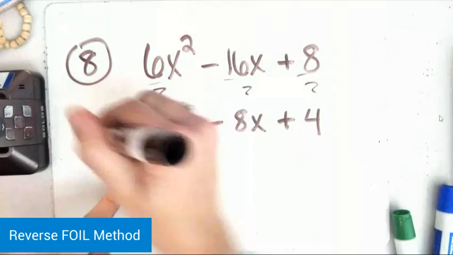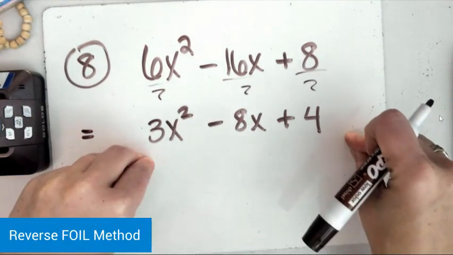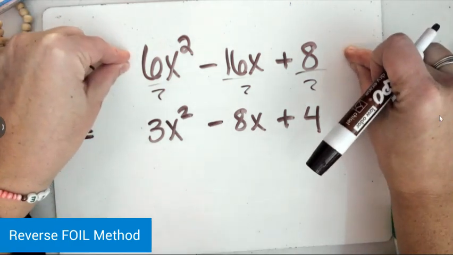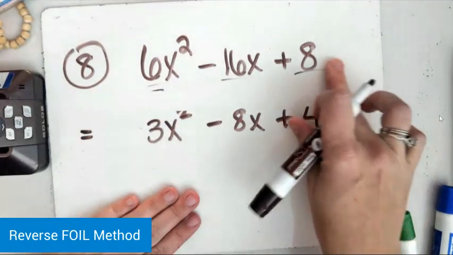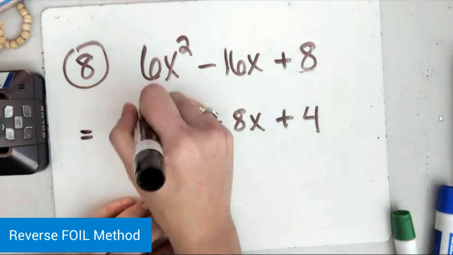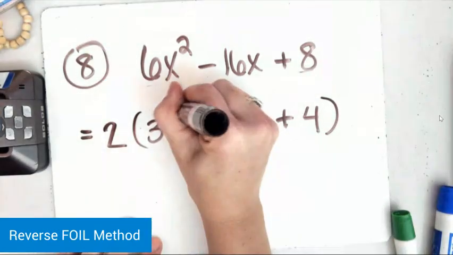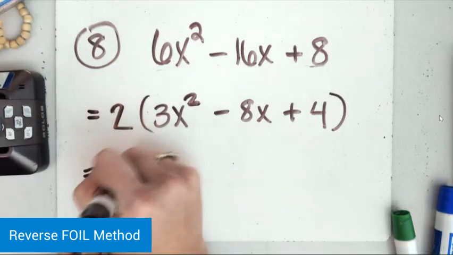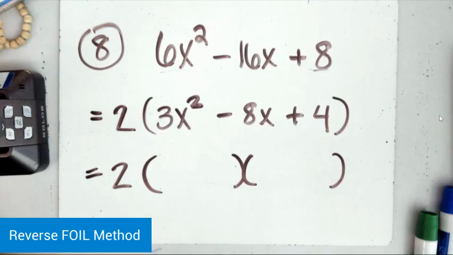Now, is this expression the same as this expression? No. We have to put something in front of it. 2. Yes. Perfect. Now it is the same. You have to keep it mathematically sound. All right, so now what we're going to do is find these two factors.